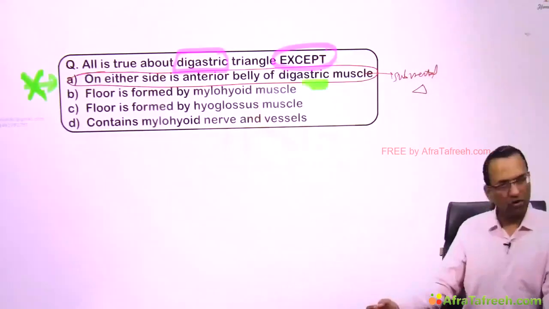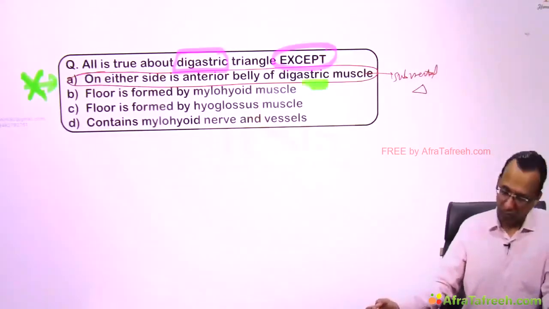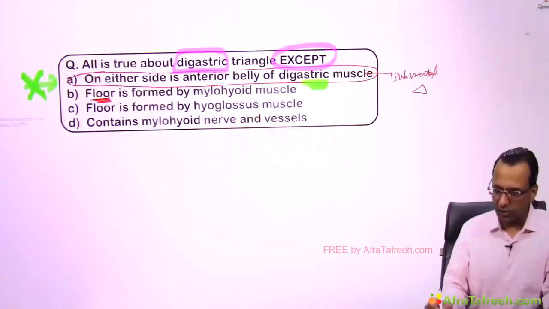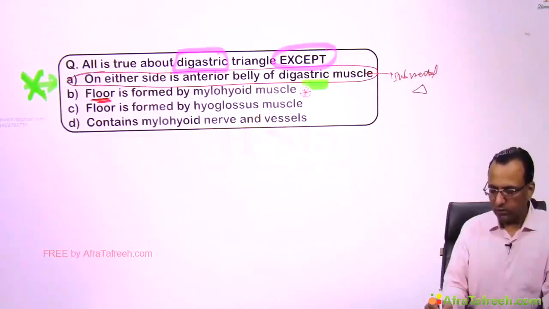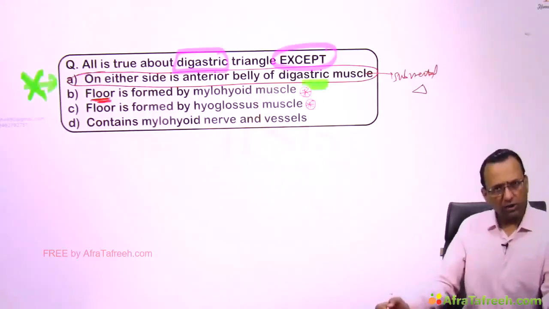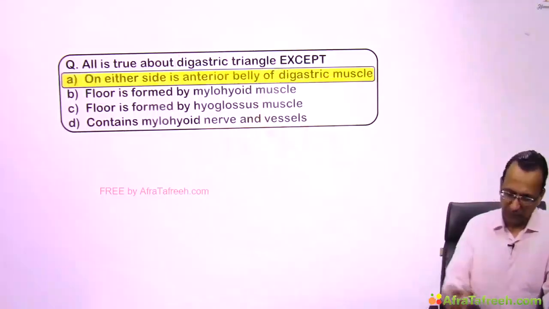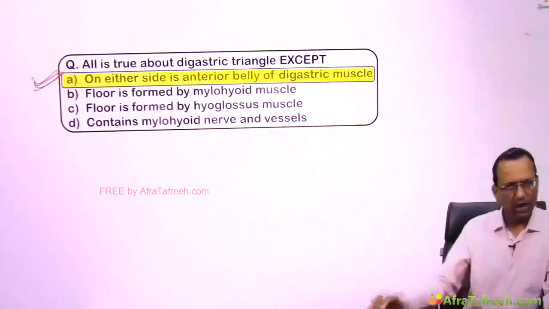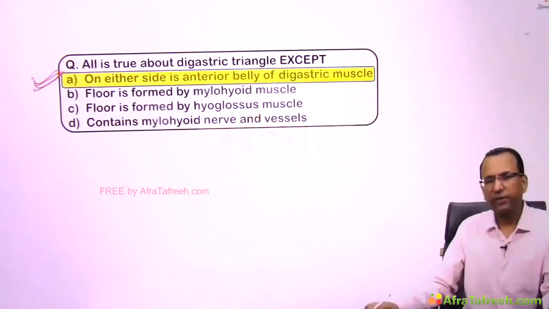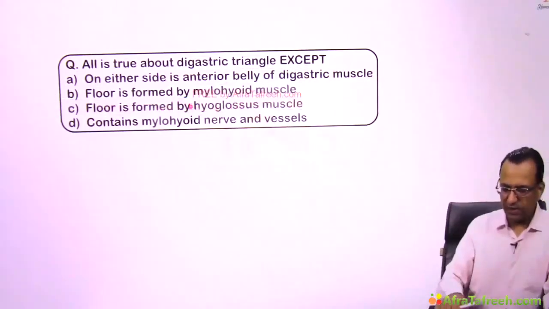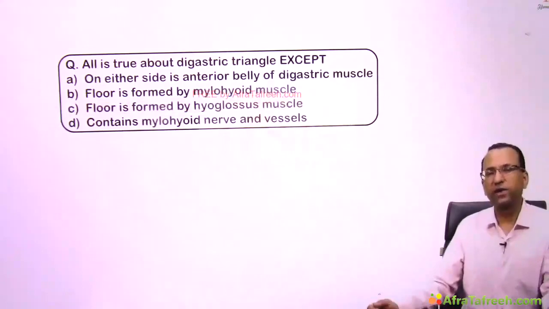So choice A is wrong. That is the answer. What about choice B? Of course, the floor of the mouth is the floor of the submental triangle, mylohyoid. Not only mylohyoid, one more muscle, hyoglossus. Hyoglossus is also the floor. We did not see that. You may not have seen, but this is the answer. Why? Because this is valid for the submental triangle, and of course hyoglossus is there at the floor of the digastric triangle.